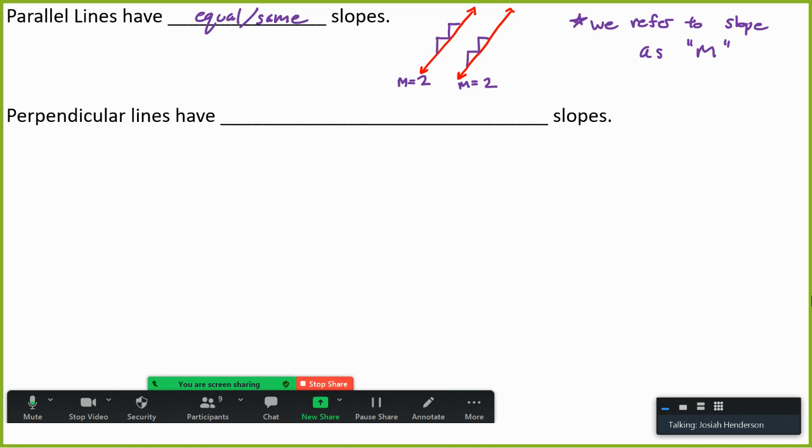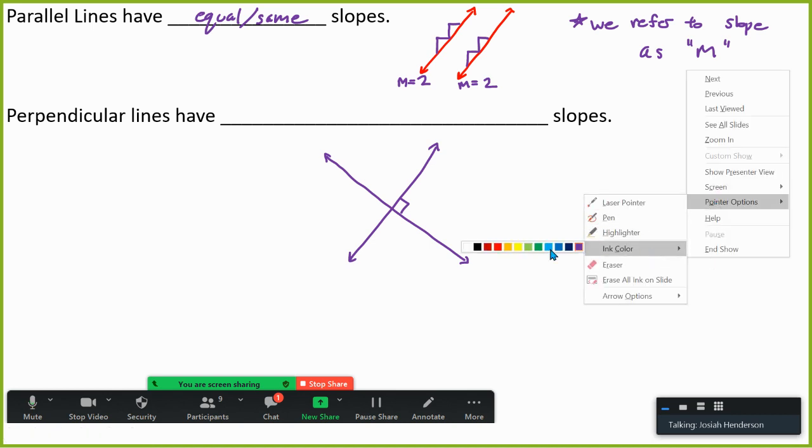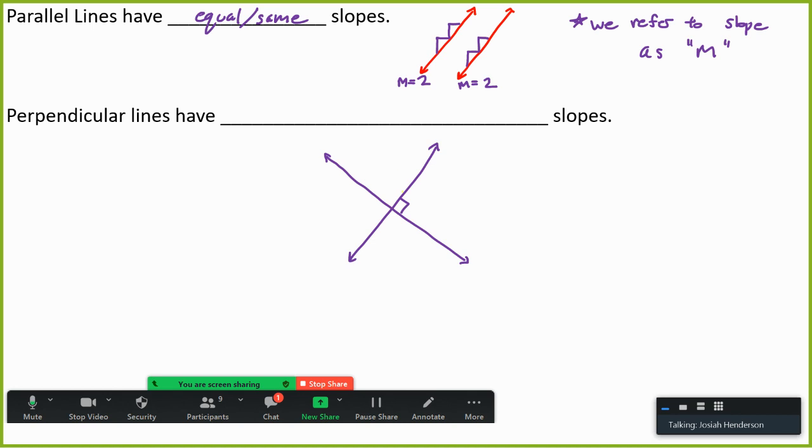Now, perpendiculars, remember, they're crossing at a 90-degree angle. So this is where things get a little different and kind of special. Kind of interesting, I should say. These guys are crossing at a 90-degree angle. So it stands to reason that they can't have the same slopes. Let's look at these two perpendicular lines I just sketched out. If one of them is going up and over to the right, the same amount each time, going up 3 over 1, up 3 over 1, up 3 over 1.